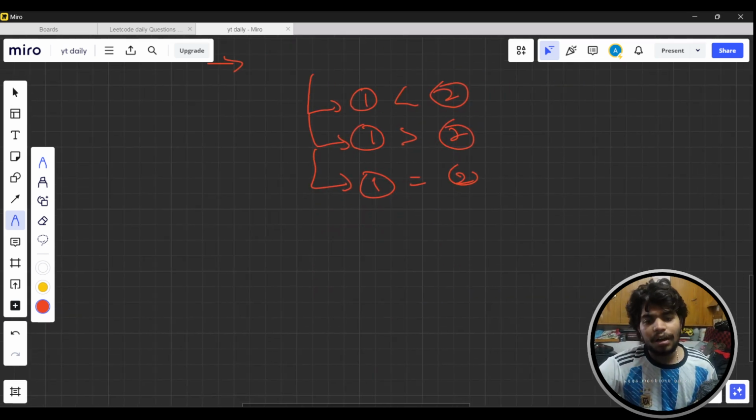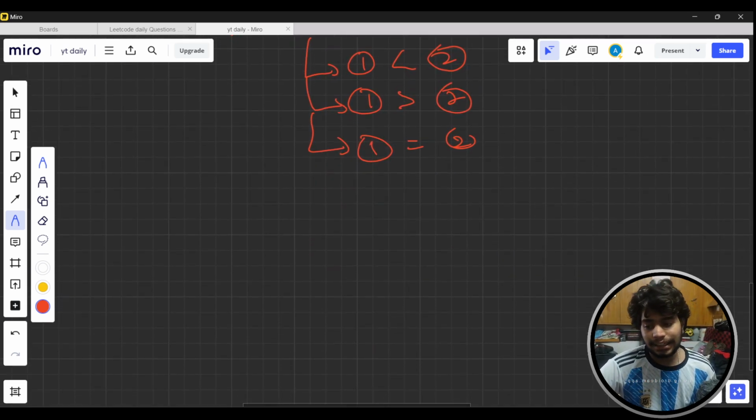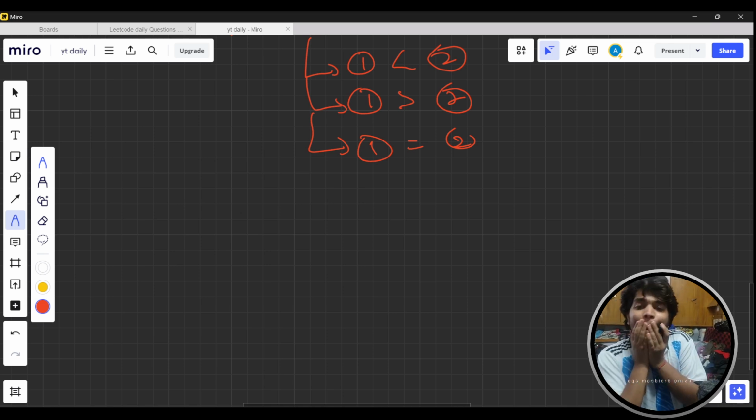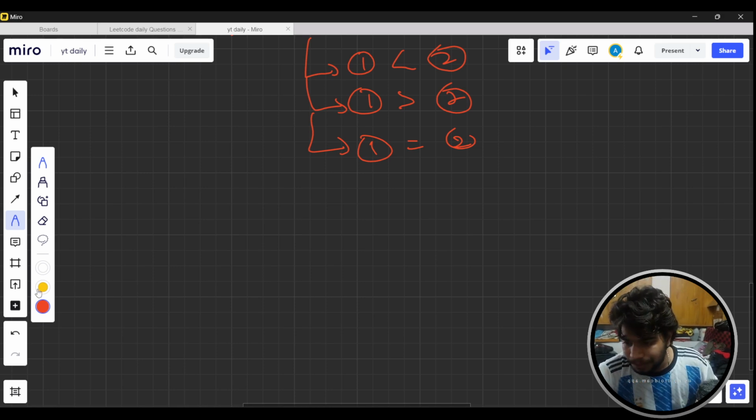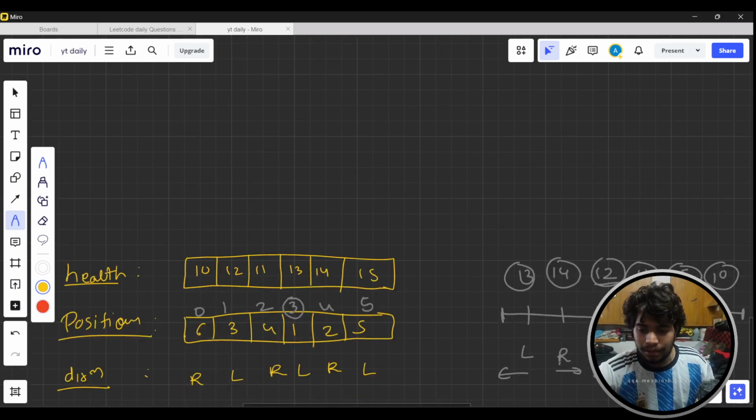Now if I start thinking in that way, I can say when there will be no collision, I can return my answer. Okay, it does make sense. So let's say, this is another example.